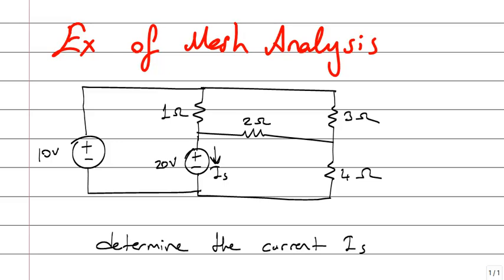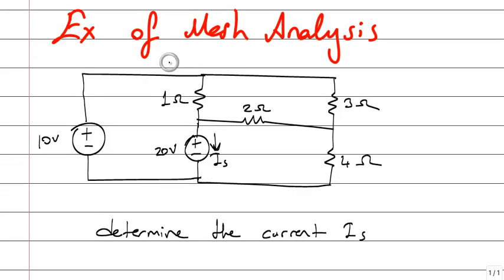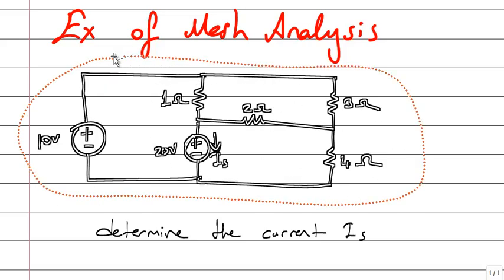An example of mesh analysis. Question: determine the current IS. It's the current of the voltage source in the middle. Let's analyze that circuit using mesh analysis.